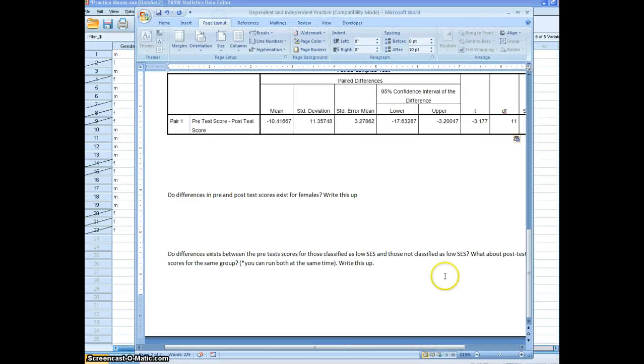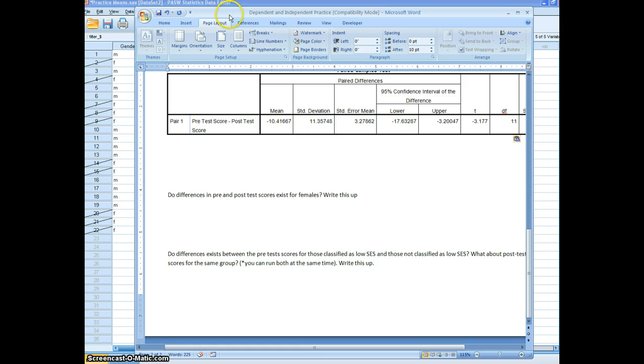The last question that it asked, though, is do differences exist between the pretest scores for those classified as low SES versus those that are not classified as low SES? What we want to know is, before they ever did anything, did it matter whether or not they were low SES on their scores? Was there a difference in the beginning? And then it asked about the post-test scores for the same group. Was there a difference between those who were classified low SES versus those not low SES on their post-test scores?